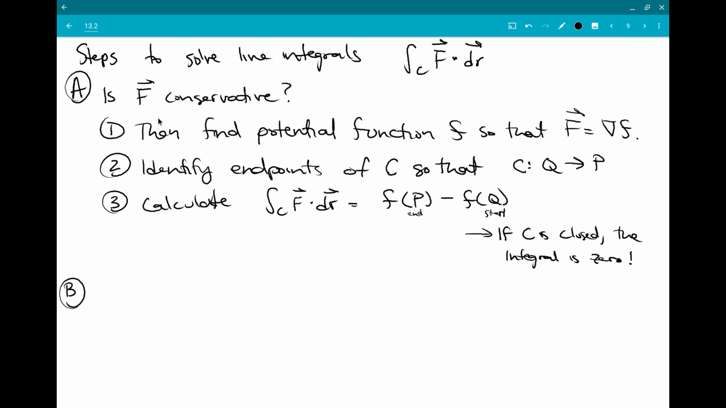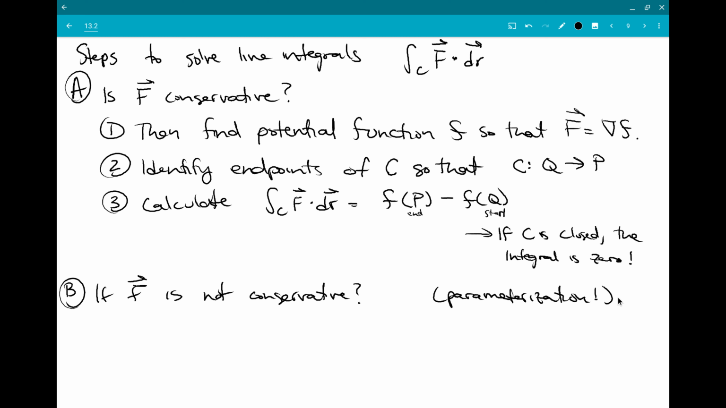The more complicated case is going to be if F is not conservative. But our good tool, parameterization, is going to be how we solve this type of problem again. And it's going to be pretty much exactly the same as how we solved line integrals using parameterization for scalar valued functions little f. So we're going to start out by identifying a parameterization, but this time we want it to be a vector parameterization.